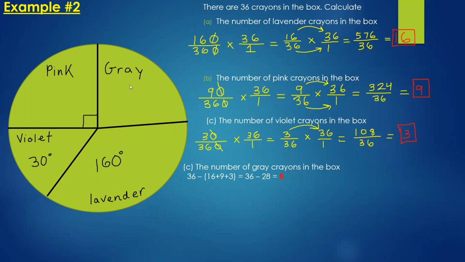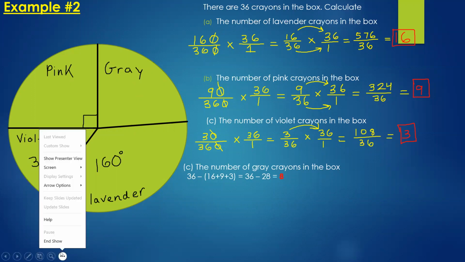Mr. Petit. Yes, Jensen. I have to rejoin real quick because my speaker is low. All right, no problem. Yes, Gustav, you're saying something? I was telling you that for the last one with the number of gray crayons in the box, you have C there. Oh, thank you. No problem. Thank you, Gustav.